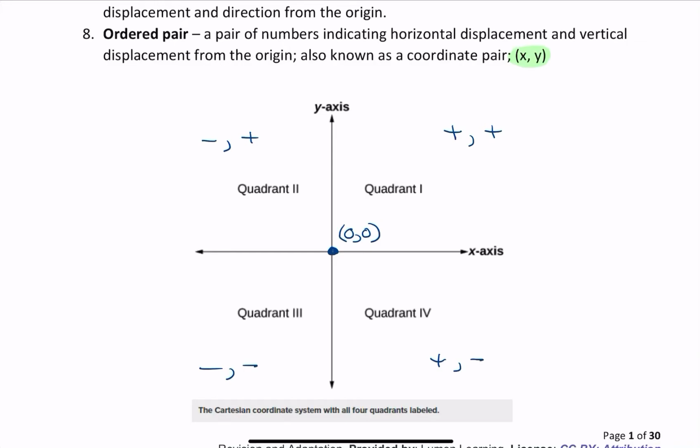Now be careful when you're plotting points. You always move left or right first, and then up or down. Unlike slope, which we'll get to later, a slope is rise over run, where you go up or down first and then over. Don't get those two confused. If you're plotting points, you go left to right first and then up or down.